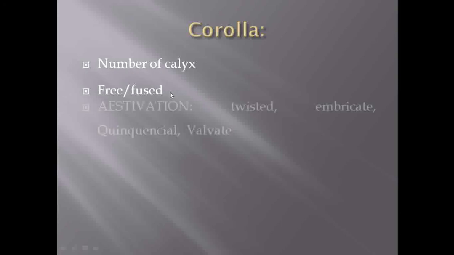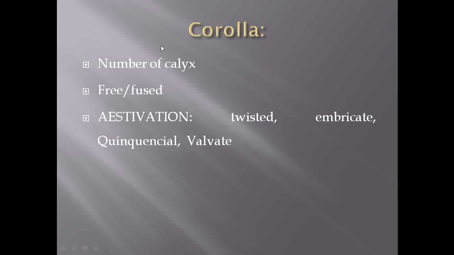Then next comes the corolla. Then we have to know how many corolla parts are present on the flower. Then whether they are free or fused. If they are free, it is called polypetalous. If they are fused, they are called gamopetalous. Then once again, the estivation: whether they show twisted, imbricate, quincuncial or valvate estivation.